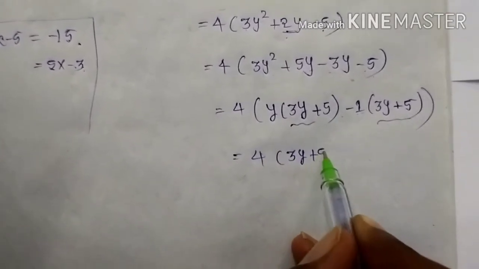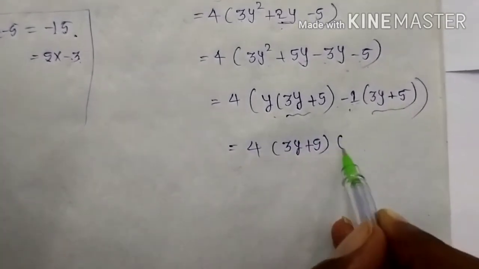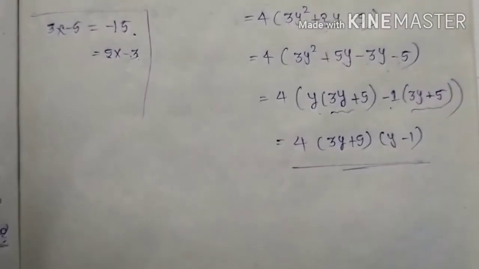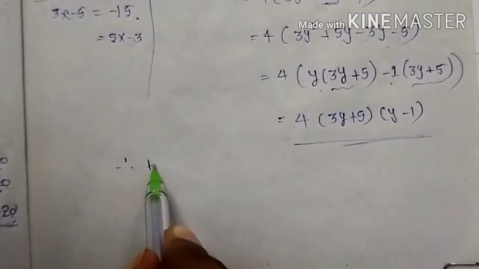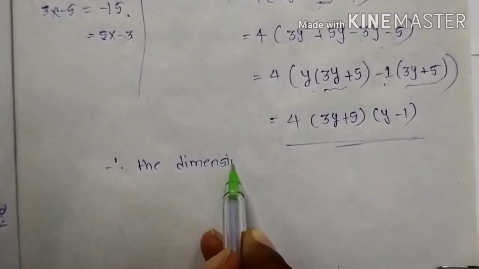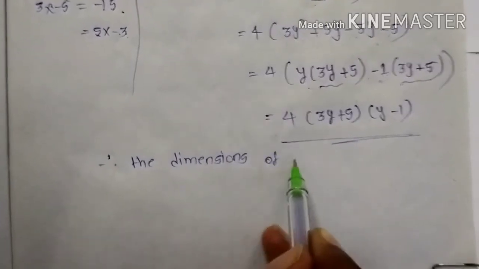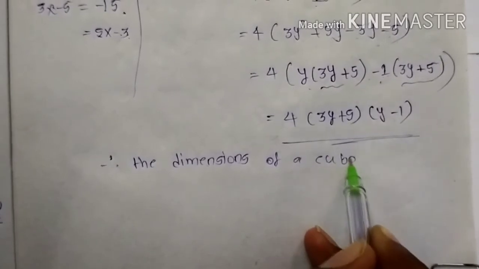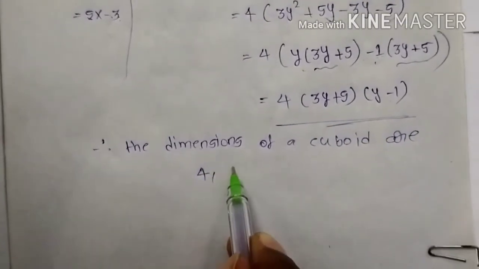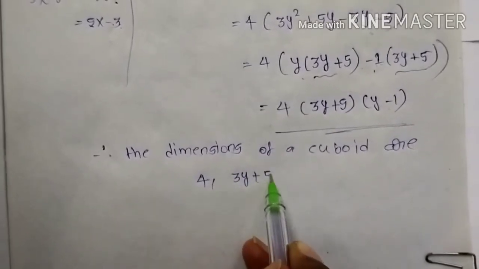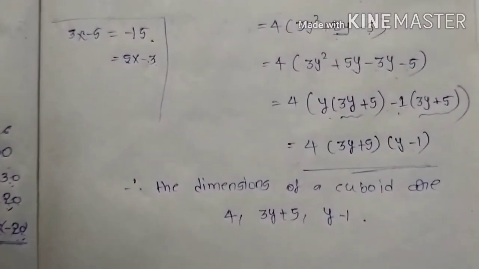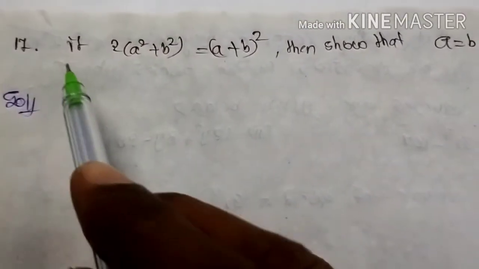4 into 3y plus 5, y minus 1. See here, these are the dimensions. You can write it. Therefore, the dimensions of a cuboid are 4, 3y plus 5, y minus 1. This is your solution.